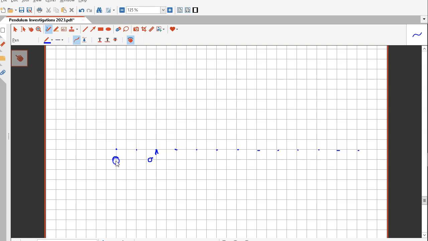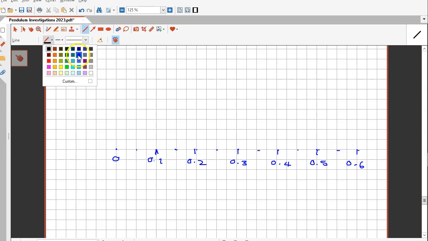If we call that 0, that's 0.1. And then if we make this 0.2, okay, I think we're getting somewhere now. This is 0.3, 0.4, 0.5, and 0.6. So here we've chosen a scale that maximizes the use of the area we have.